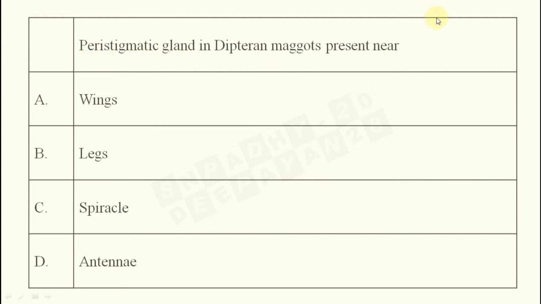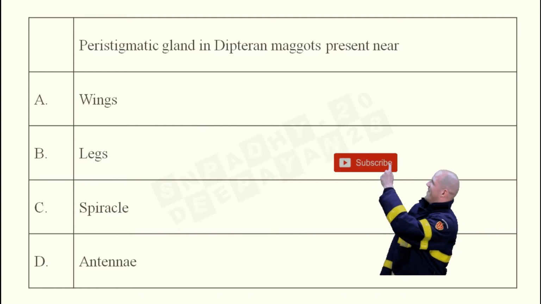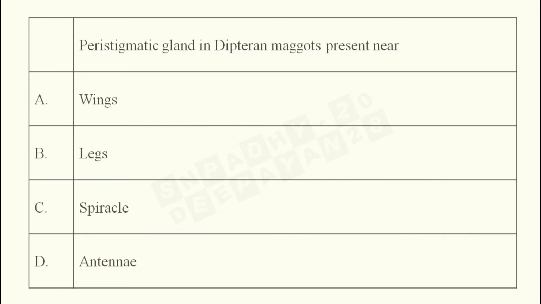So what is the question you see? The question is, present near which appendages? In the wings, legs, spiracle or antenna? The answer will be option C, that is spiracle. Near spiracle, these peristigmatic glands will be there. In which insect? Dipteran maggots, immature stage of the dipteran insects.